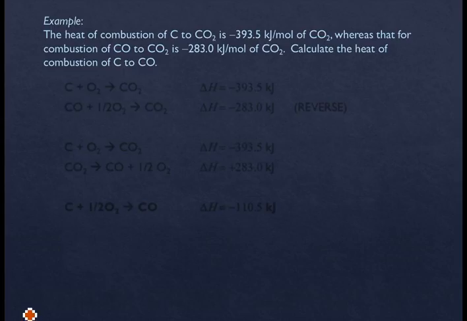We have another reaction. The heat of combustion of carbon to carbon dioxide is that, whereas that for combustion of carbon monoxide to CO2 is that. Calculate the heat of combustion of carbon to carbon monoxide. So in this one, instead of giving you the reaction, it says you have to go from this to this. So we have to make a couple of leaps. So carbon to carbon monoxide.